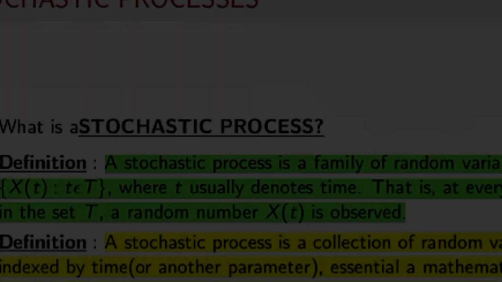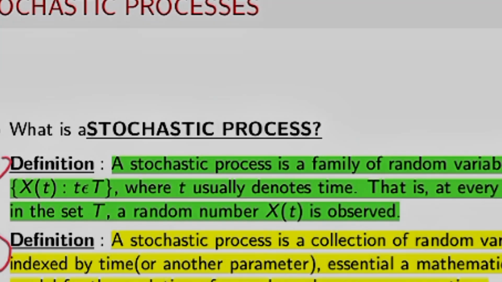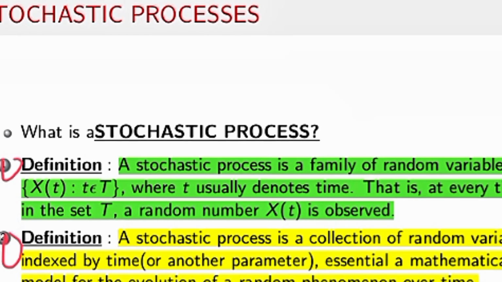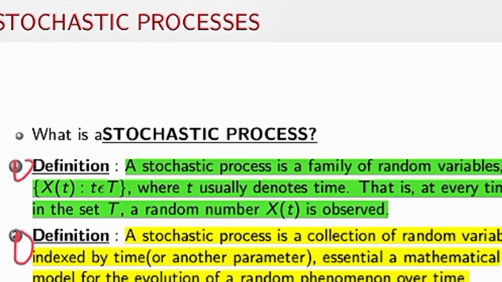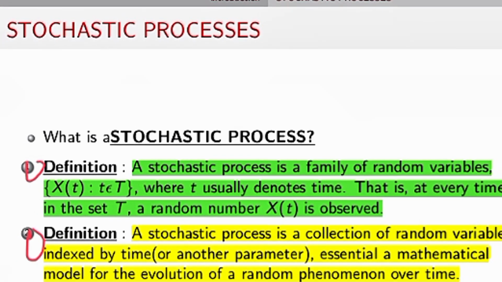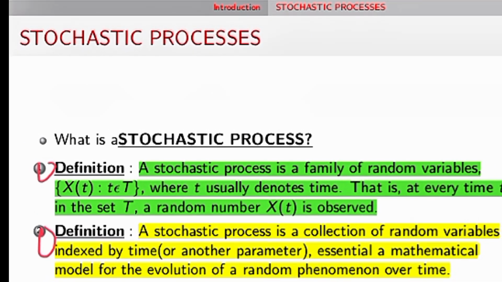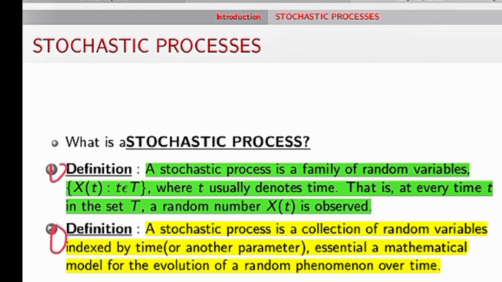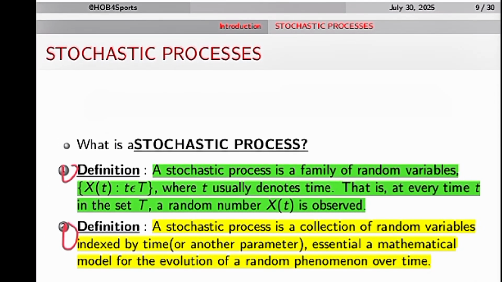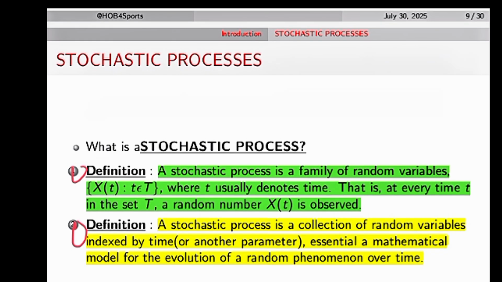Then definition number 2, which is maybe perfect for an Oxford dictionary, states that a stochastic process is a collection of random variables indexed by time or another parameter, essentially a mathematical model for the evolution of a random phenomenon over time. Yes, you can see there is still a random variable. So we are going to define random variables later in our video series.